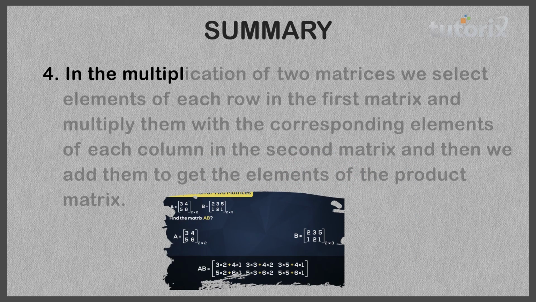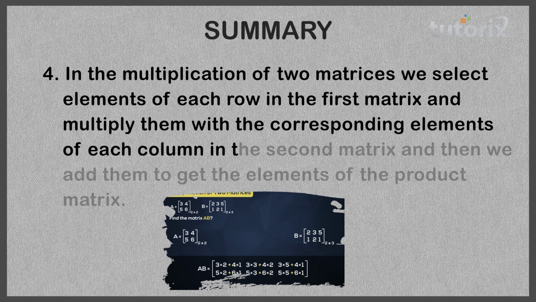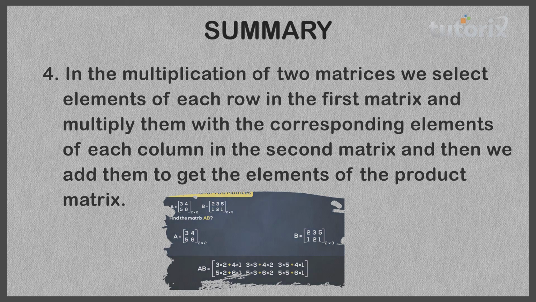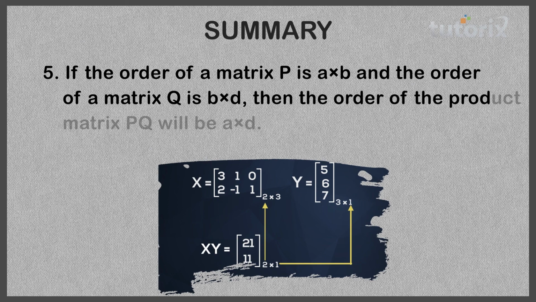In the multiplication of two matrices, we select elements of each row in the first matrix and multiply them with the corresponding elements of each column in the second matrix, and then we add them to get the elements of the product matrix. If the order of a matrix P is A by B and the order of a matrix Q is B by D, then the order of the product matrix PQ will be A by D.